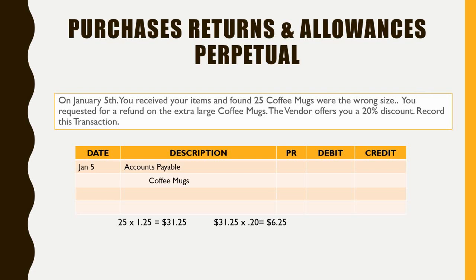So in this case, I have to figure out what my discount is. Well, 25 times $1.25 gives you $31.25. I can only take a discount on what I am returning. That's what an allowance is. I'm only getting a portion of the refund. So what's 20% of $31.25? You get $6.25. So essentially you get like two or three coffee mugs free. Okay? All right. Any questions in regards to purchase returns and allowances?